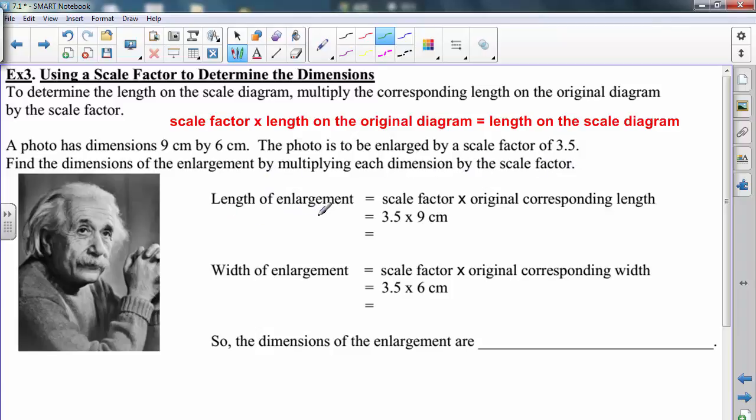So the length of the enlargement on the scale diagram equals the scale factor times the original corresponding length. So it's 3.5 times 9 centimeters. I will get the new length in the scale diagram is 31.5 centimeters. Likewise, the width of the enlargement on the scale diagram equals the scale factor times the original corresponding width, which equals 3.5 times 6 centimeters. This one is 21 centimeters. So right now, the new dimensions of the enlargement are 31.5 centimeters by 21 centimeters.